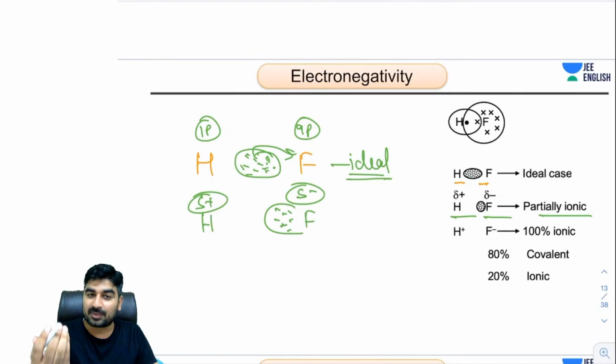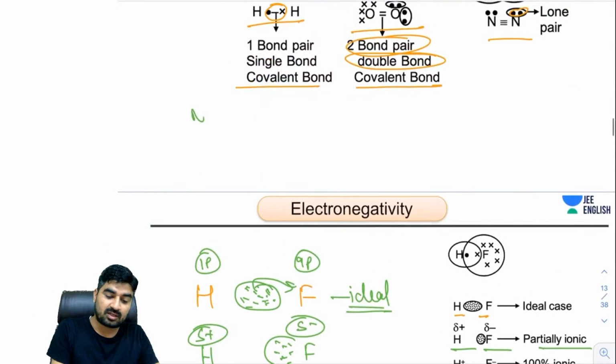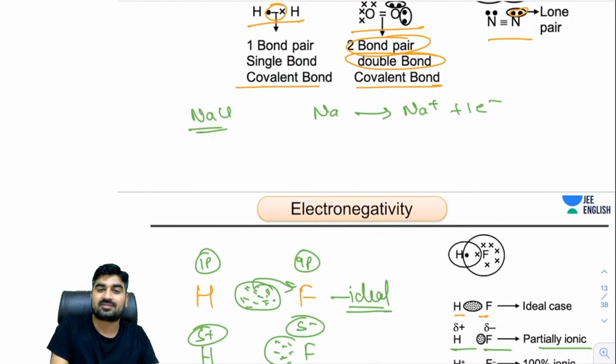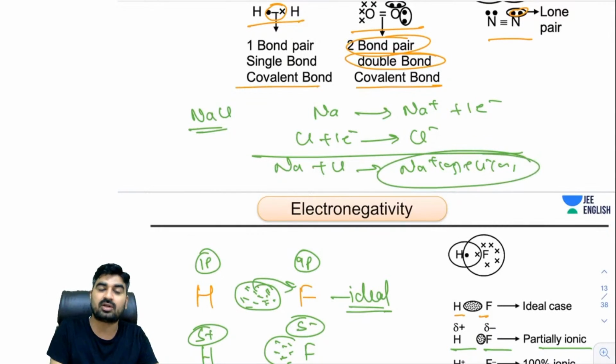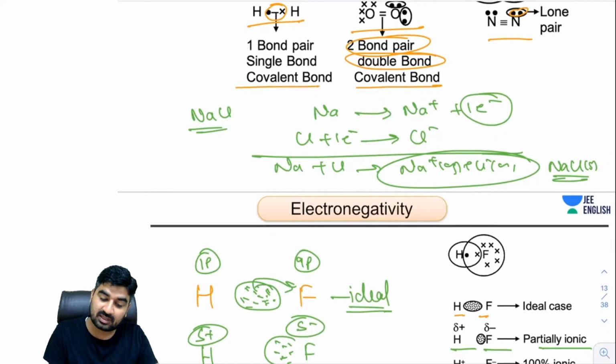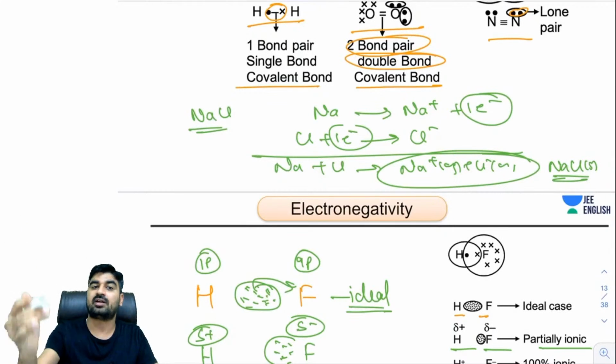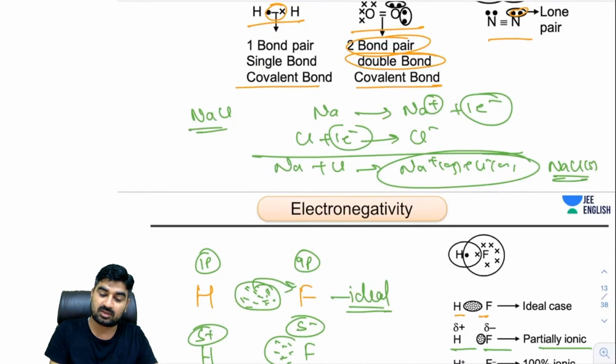So what is completely ionic? Let me tell you. In case of NaCl, sodium loses 1 electron completely by ionization, and then chlorine absorbs 1 electron by electron gain enthalpy. So when you add them, you are going to get Na plus and Cl minus. They attract each other and a bond is formed. So the NaCl formed is called pure ionic, because here an electron is completely lost by one and completely gained by another. So I'm writing here +1 and -1.